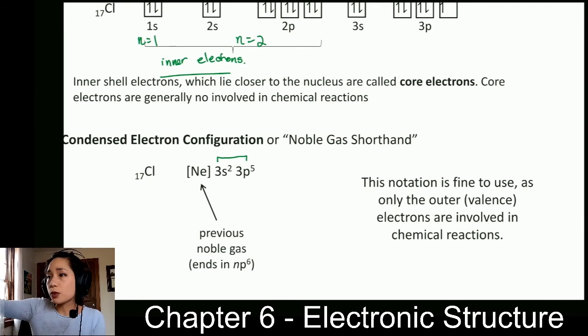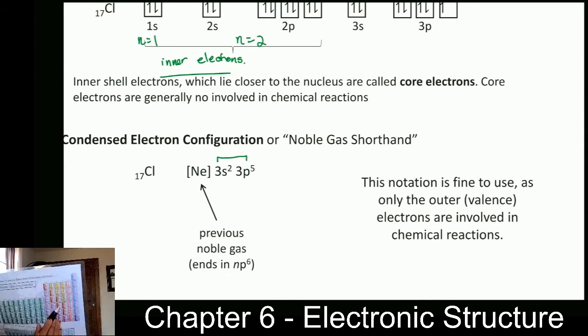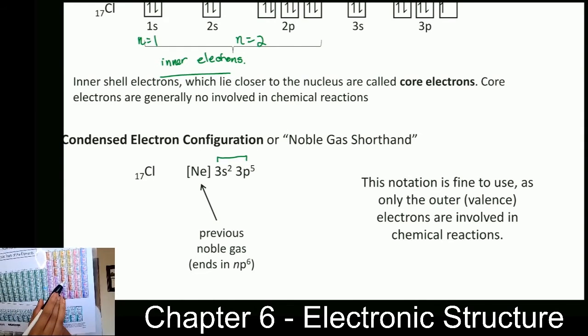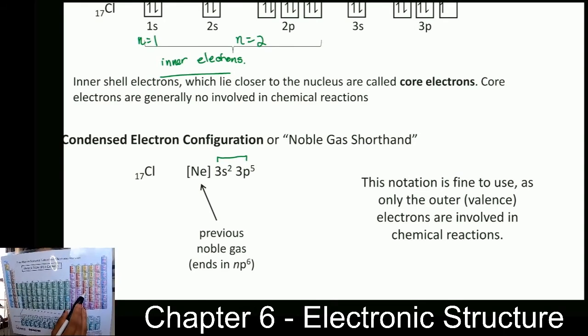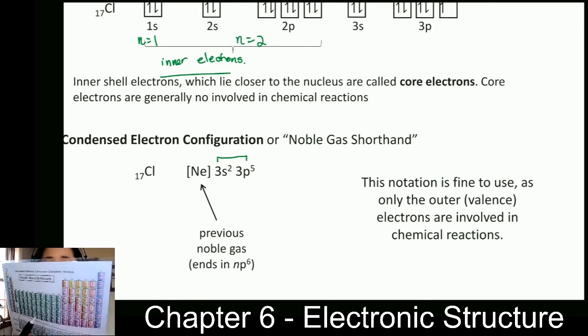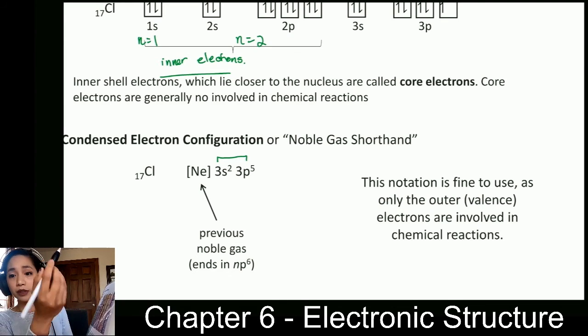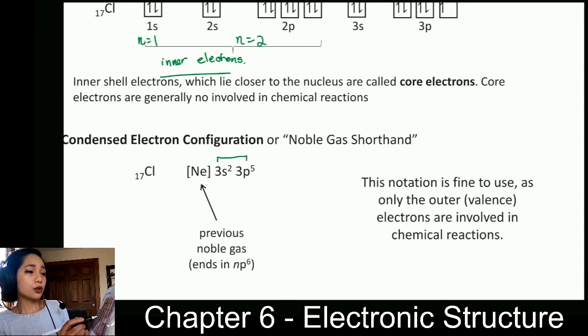Oftentimes what I'll do is, if I'm given an element, let's go for something crazy like antimony. If I wanted to write out the full electron configuration for that, I would have to write out 51 different electrons, but I can shortcut. Usually how I do that is look at the element I want and work backwards. Go back in elements until you hit a noble gas.